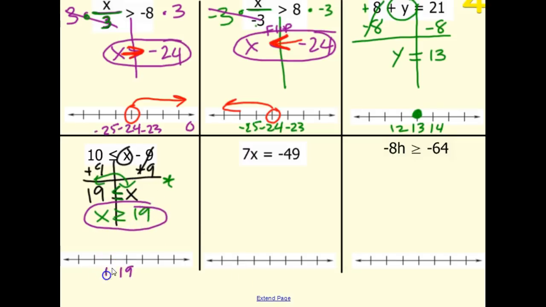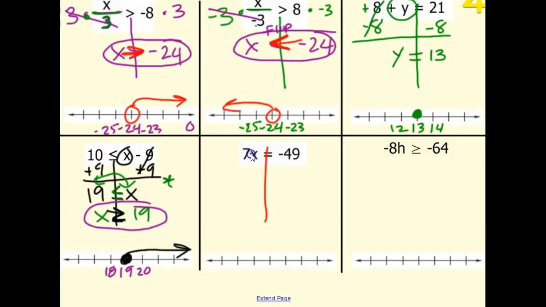Here's 19. So 18, 19, 20. And then it has the equal to, so it's going to be a filled in or a solid circle. And then doesn't make an L for less than, so this instead will be greater than. What's greater than 19? Well, 20, 21. Or put an arrow in there pointing to the right.